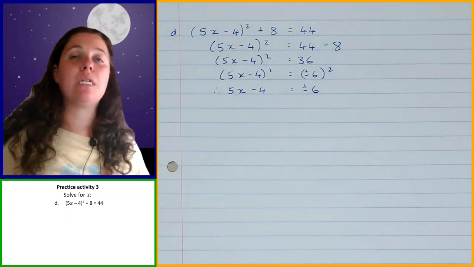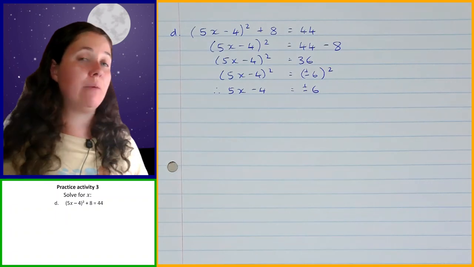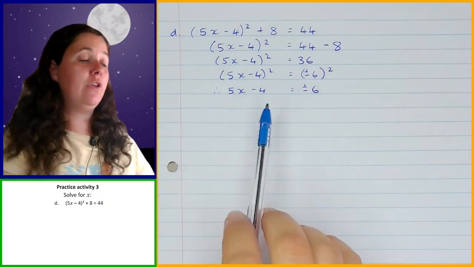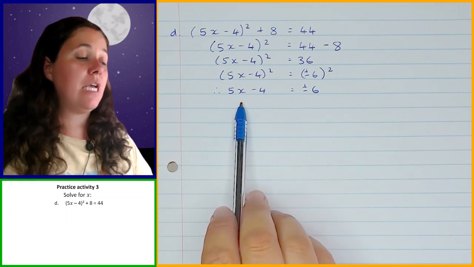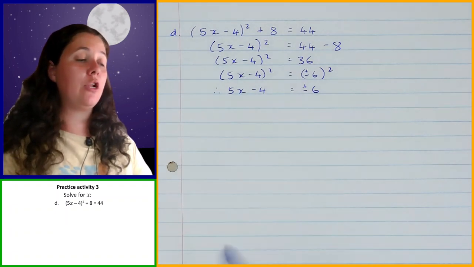Okay, now this one is more complicated. Once I've got to this stage, I still need to continue solving. I'm not done like I was with the other ones that had plus or minus. I need to finish solving this one still. So I'm now going to have two separate mini equations that are going to come off from this.